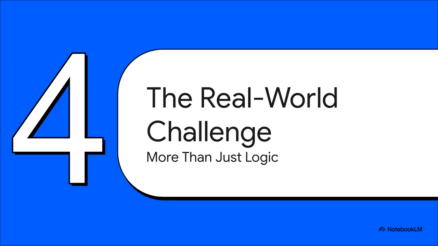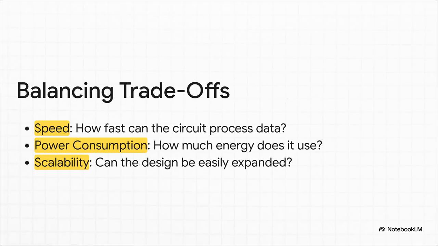Of course, in the real world, it's not always that simple. It's not just about getting the logic right. When you're designing something like a brand new processor, you have to balance some very serious and often competing priorities. And this leads to this constant balancing act. Do you go for pure, raw speed, even if it absolutely destroys the battery? Or do you prioritize low power consumption for a device that needs to last all day? And maybe most importantly, can your design even be scaled up for more complex jobs down the road?